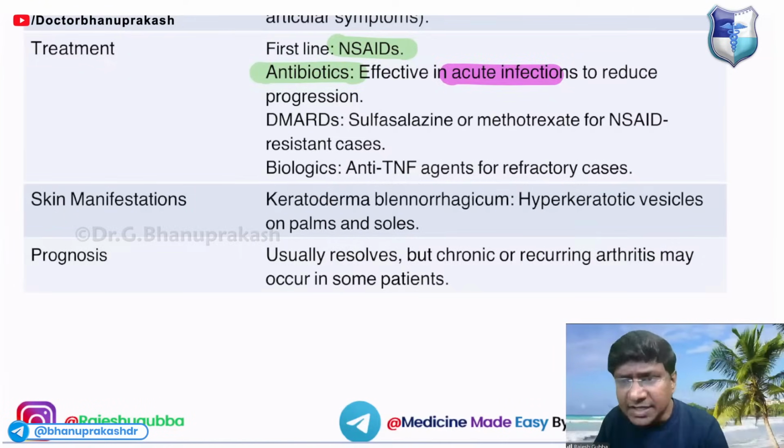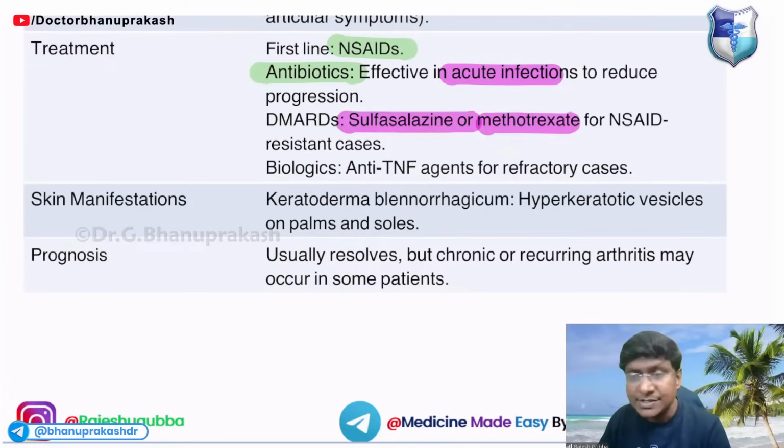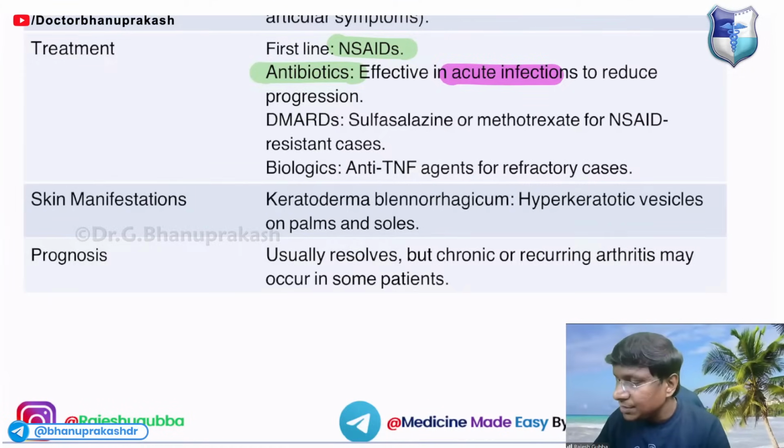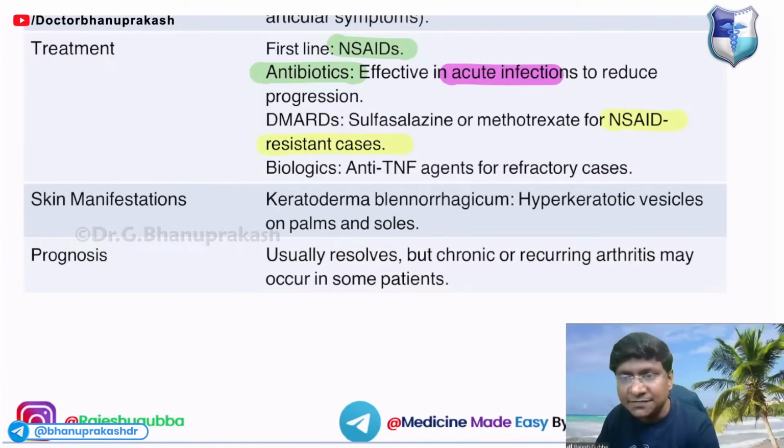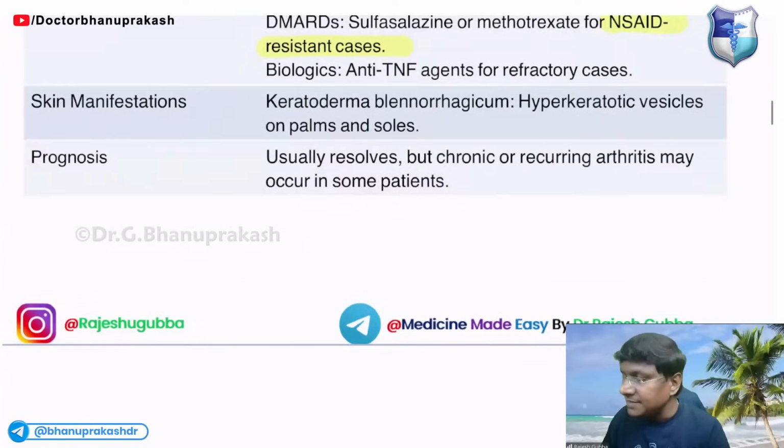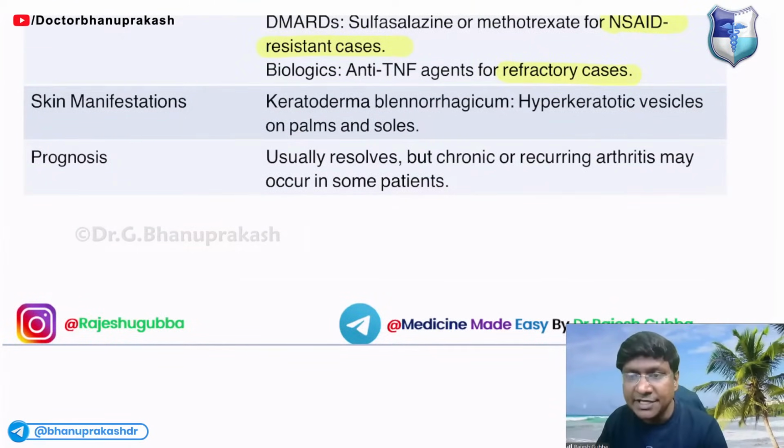Then, followed by that, the DMARDs, that is sulfasalazine or methotrexate for NSAID-resistant cases. That means if the patient is not responding to NSAIDs, then you need to give DMARDs like methotrexate or sulfasalazine. And in refractory cases, you need to give anti-TNF agents.